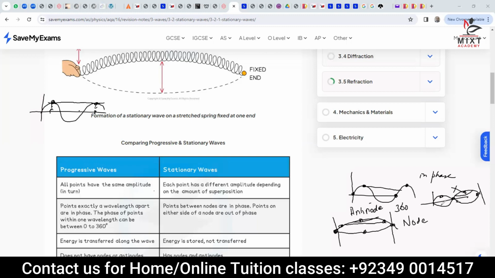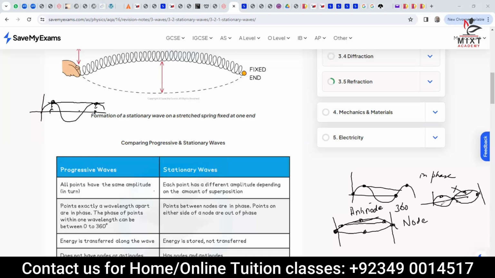So one by one, once again, the first point is that in a progressive wave all the points have the same amplitude, while in a stationary wave, amplitude will depend on the amount of superposition. Second, I told you that in a progressive wave, the energy is transferred along the wave. In a stationary wave, energy is stored. In a progressive wave, the points which are in phase come exactly after one complete wave, and the phase of the points within one wave can be between 0 to 360.